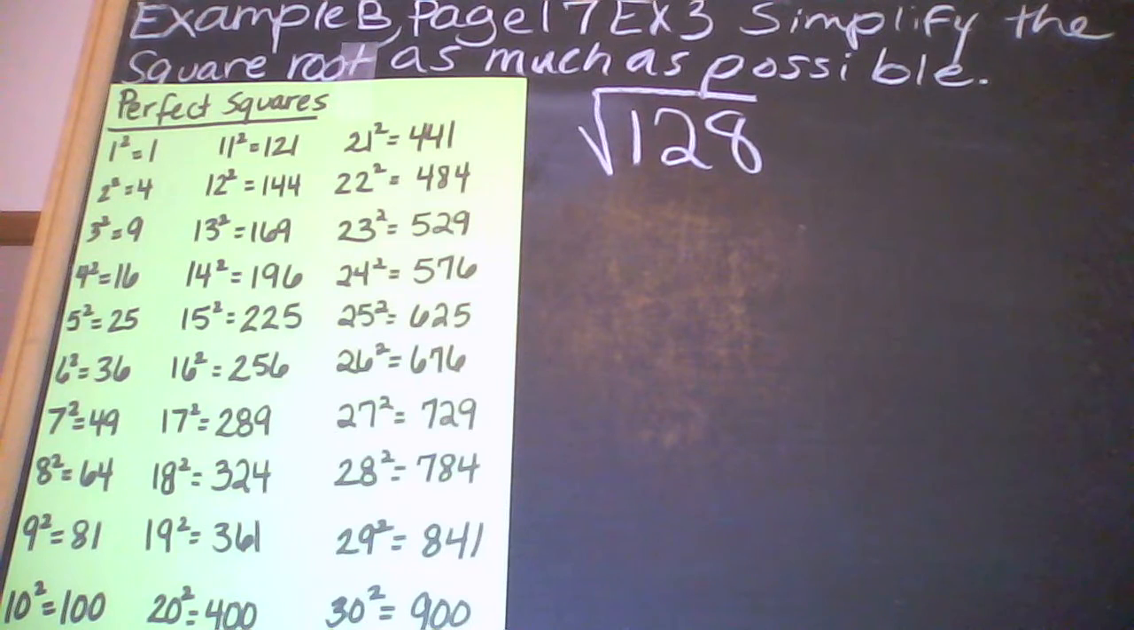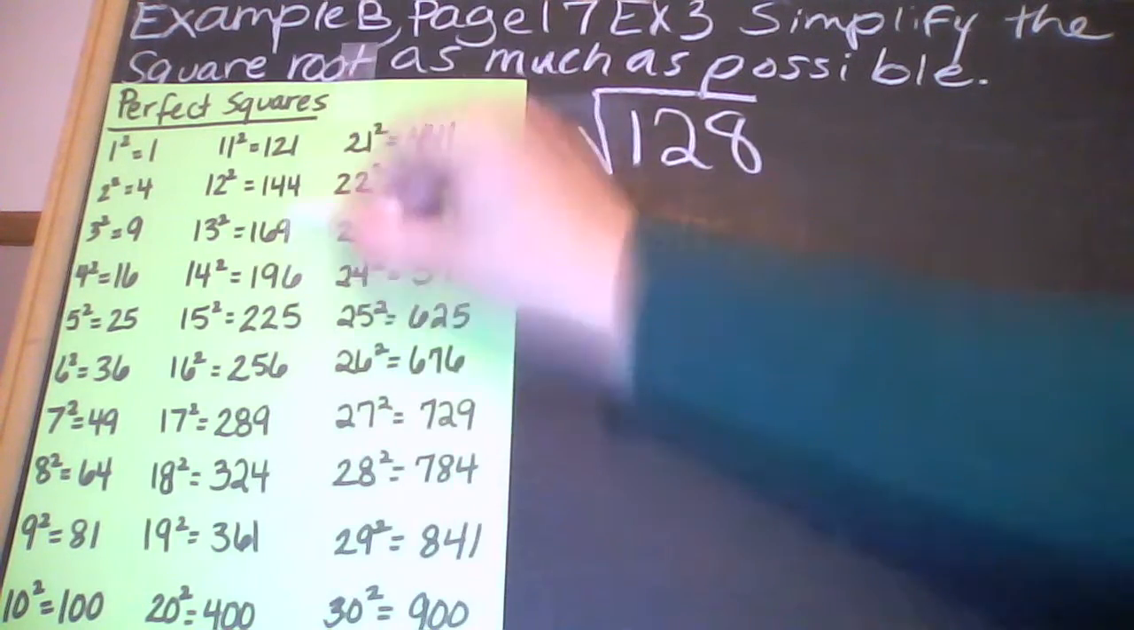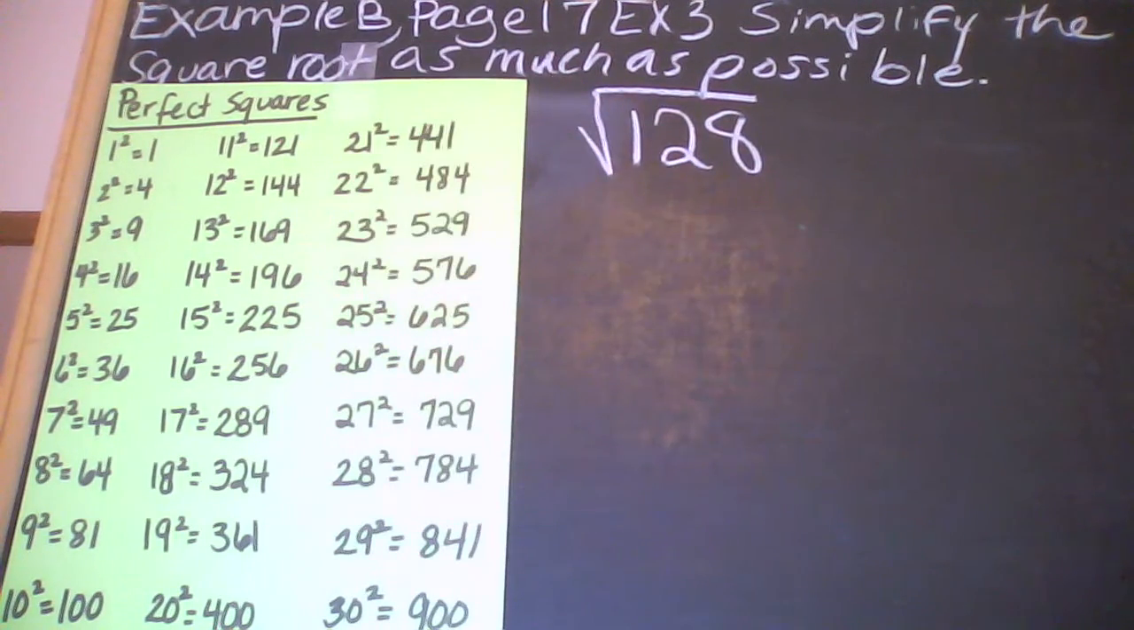You could list all the factors of 128 out and see which is the biggest factor that's a perfect square. Or you could use a perfect square list. I'm going to use a perfect square list for this example. So I'm going to first look, is 128 a perfect square? So I go down this list of numbers. 128 is not in the list, so it's not a perfect square.